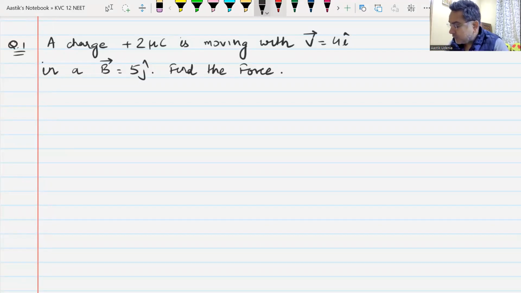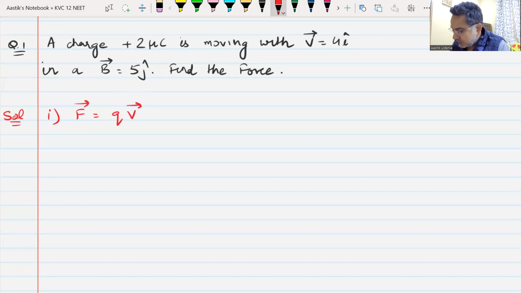Okay, so how are we going to solve this? First method, let me solve it with the vector equation. The vector equation is Q into V cross B. What I have to do is put the values and get the answer in this case. So the force would be, charge is plus 2, so I write plus 2 microcoulomb. So the force will be in micronewtons.